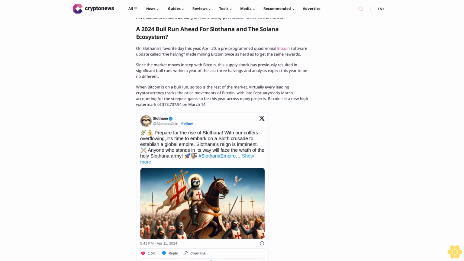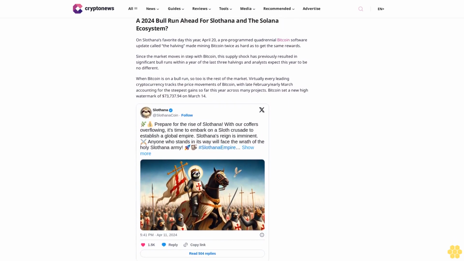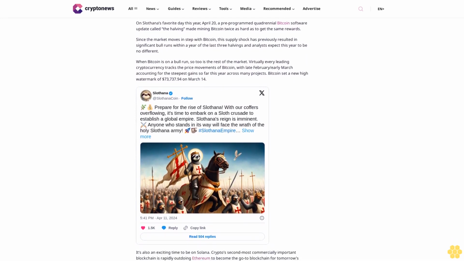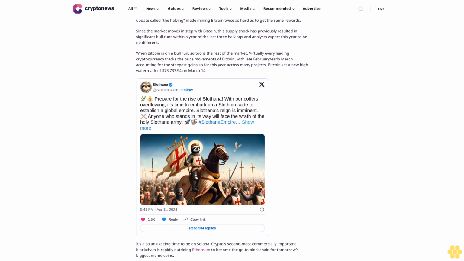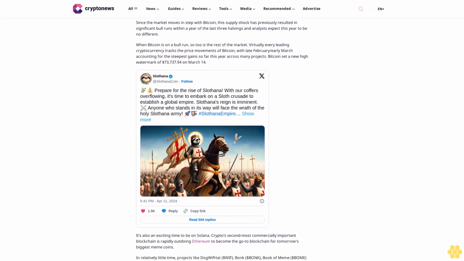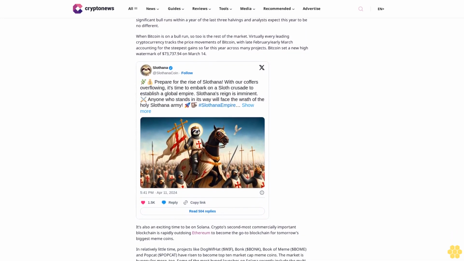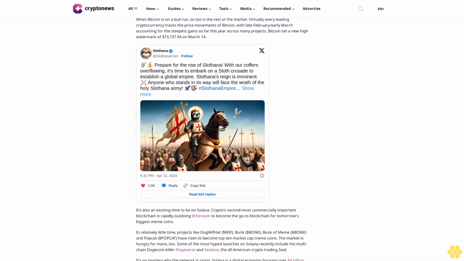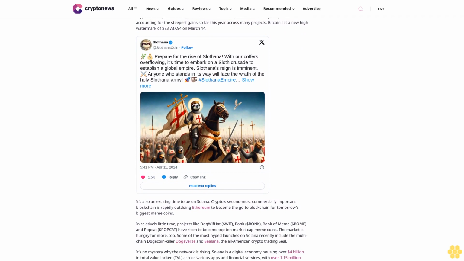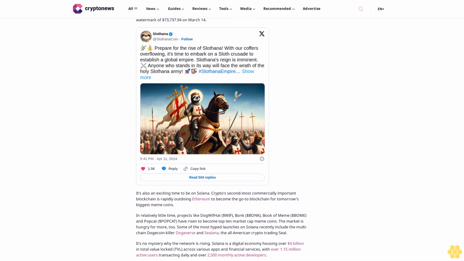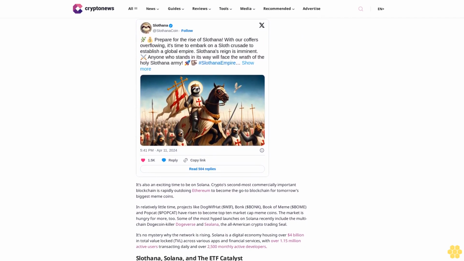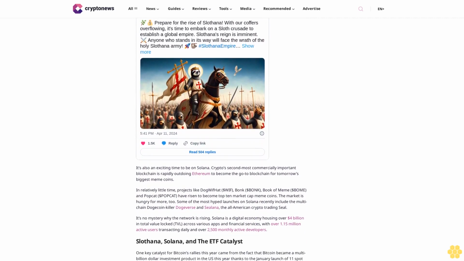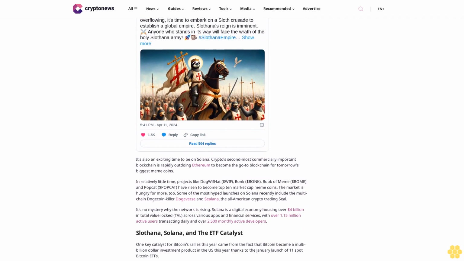On Slothana's favorite day this year, April 20, a pre-programmed quadrennial Bitcoin software update called the halving made mining Bitcoin twice as hard to get the same rewards. Since the market moves in step with Bitcoin, this supply shock has previously resulted in significant bull runs within a year of the last three halvings, and analysts expect this year to be no different. When Bitcoin is on a bull run, so too is the rest of the market. Virtually every leading cryptocurrency tracks the price movements of Bitcoin, with late February/early March accounting for the steepest gains so far this year across many projects.